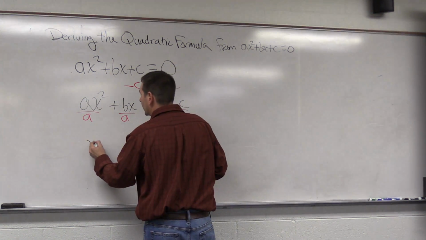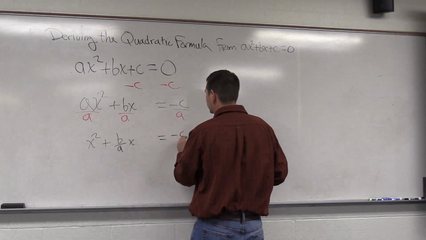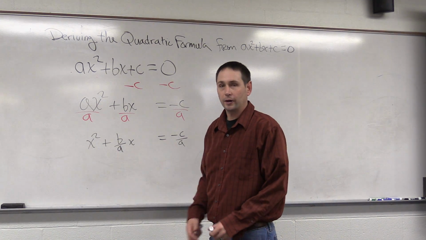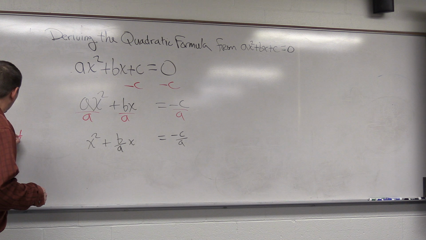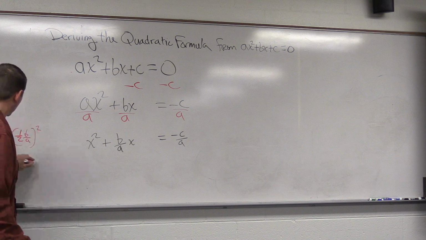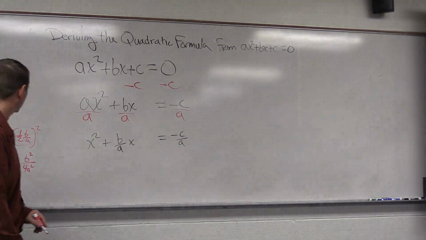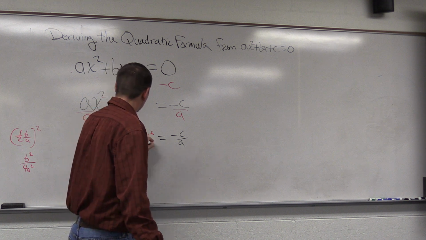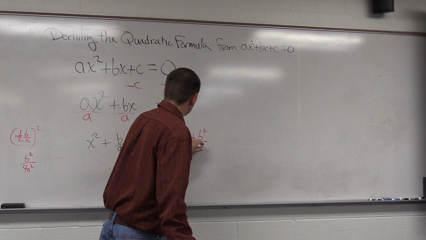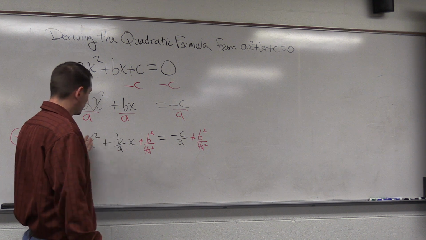So I'm down to x squared plus b over a x, and I have negative c over a. Now I have it in a form where I can do this. Now I take half of that and square it. So if I go off to the side and ask, what's 1/2 of b over a, squared? It's a mess, but you end up with b squared all over 4a squared. So I would have to add that to both sides. So I just completed the square of this.